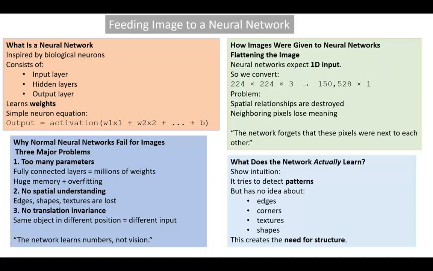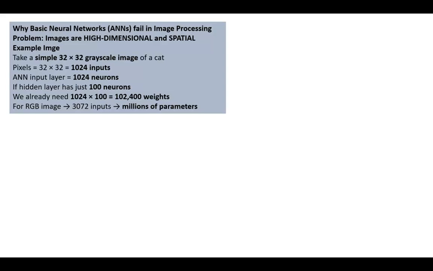So this creates a fundamental requirement for the need for a structure. So now, the need for a structure. We need a structure. So why do these neural networks basically fail in image processing? Because images are high dimensional and very spatial.